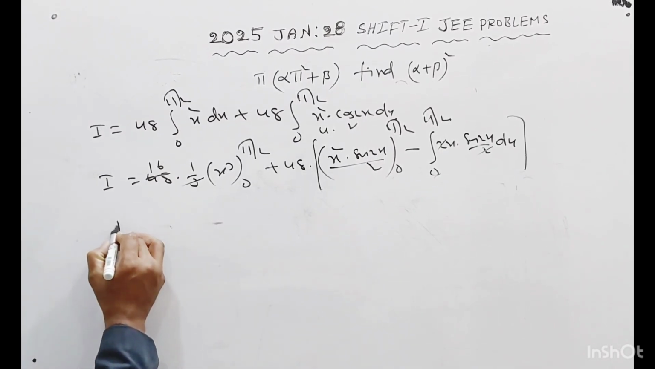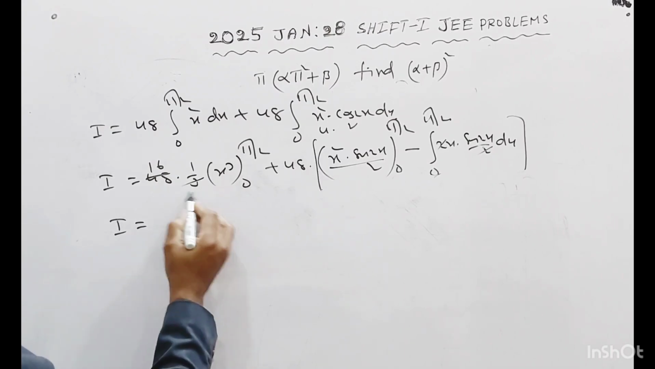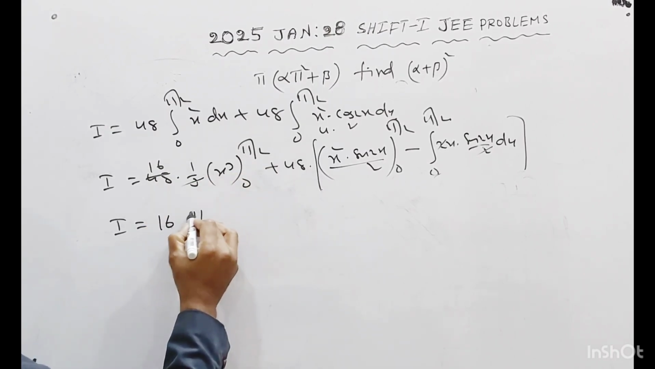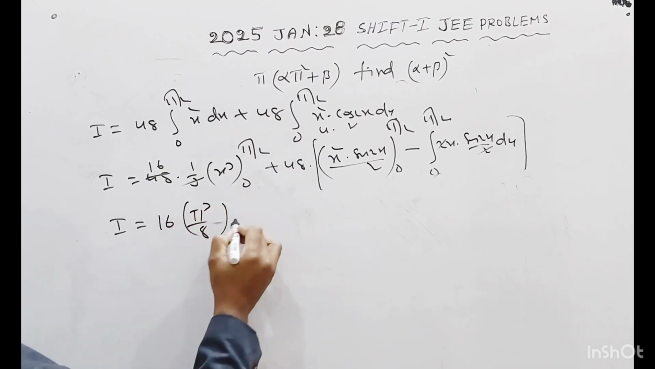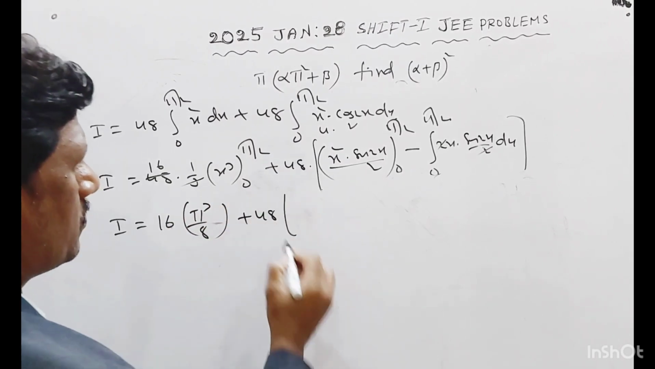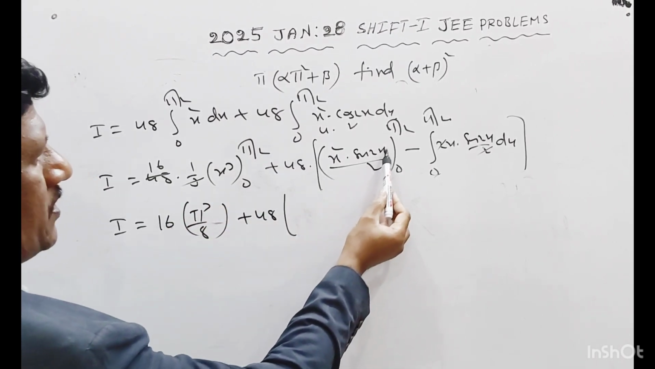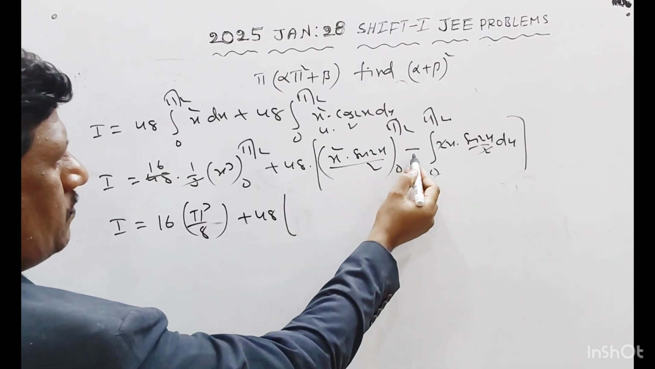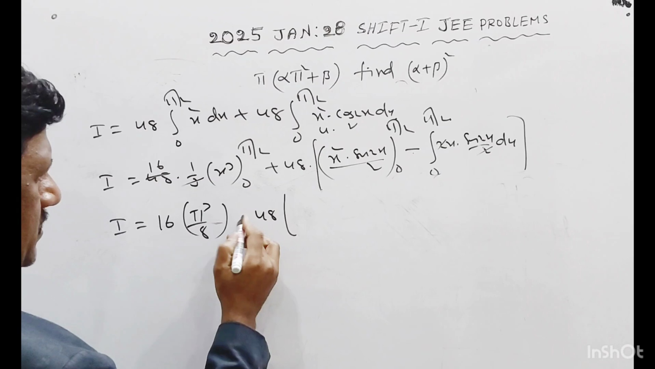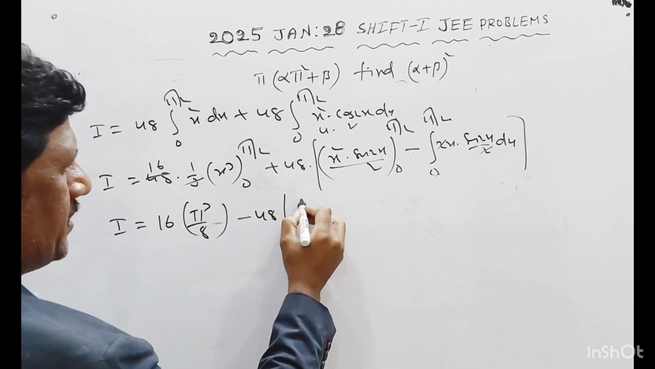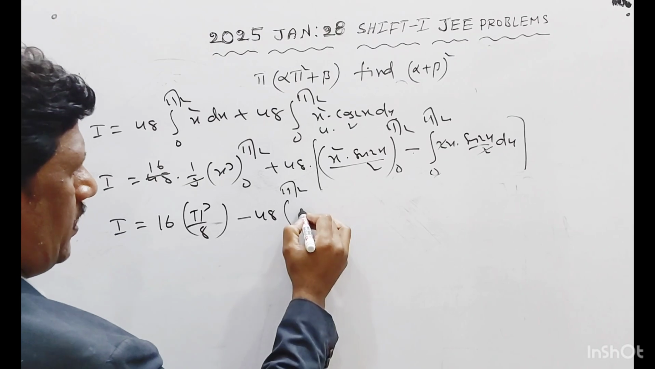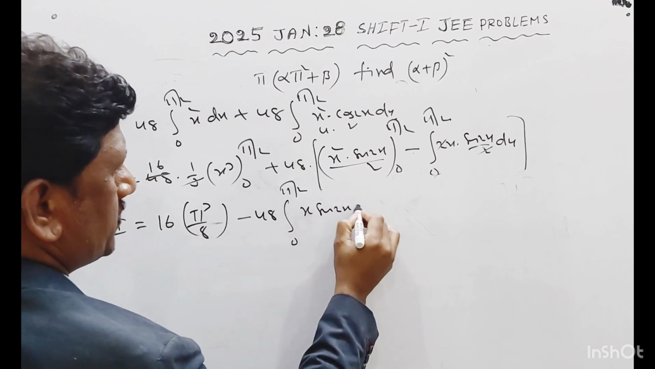So this is I is equal to here. This is 16 into, in the place of x take upper limit, then you will get pi cube by 8 plus 48 into. Whenever you keep in the place of x pi by 2, this entire part will become 0. Then this minus into plus, this is minus, and integration of 0 to pi by 2, x into sine 2x dx will come.